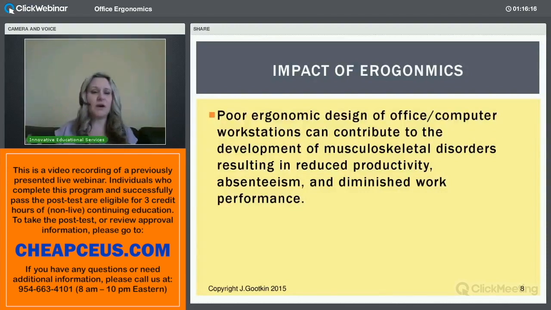OSHA is our organization, the Occupational Safety and Health Act. It was implemented over 45 years ago by the government, and their goal with OSHA regulations was to try and recognize potential hazards in the workplace and limit them to decrease the risk of injury for individuals. They have many very specific standards and guidelines out there for safety in different types of factories and environmental settings and things of that nature.